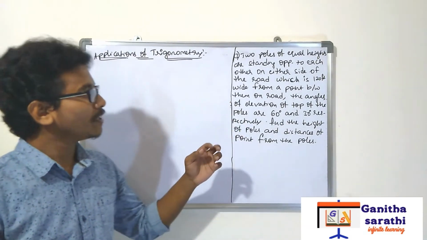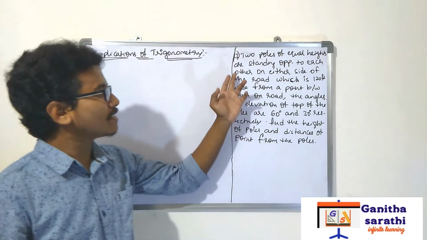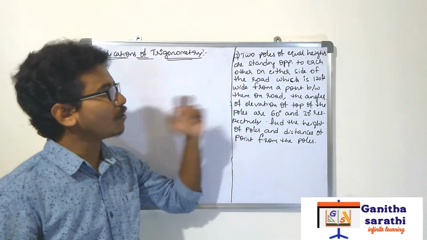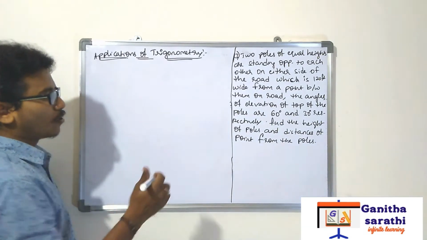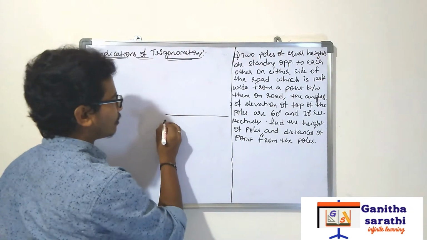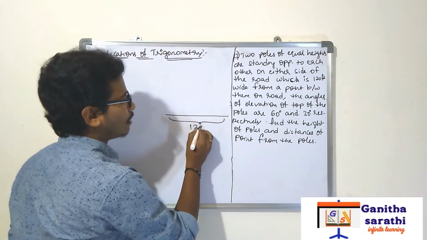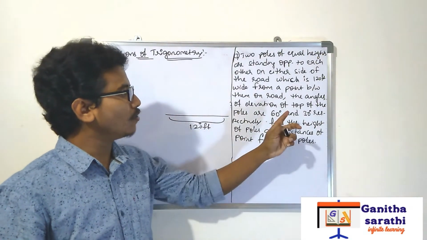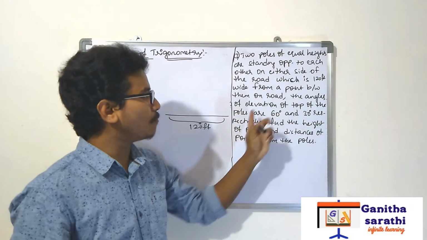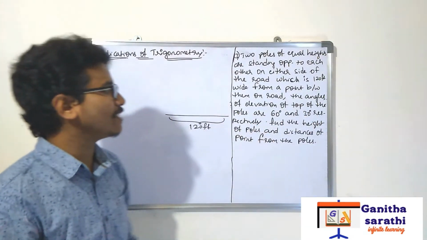Now see the third problem. Two poles of equal heights are standing opposite to each other on either side of the road, which is 120 feet wide. So what is the road width? Road width is 120 feet. Now from a point between them on the road, the angles of elevation of the tops of the poles are 60 degrees and 30 degrees respectively.